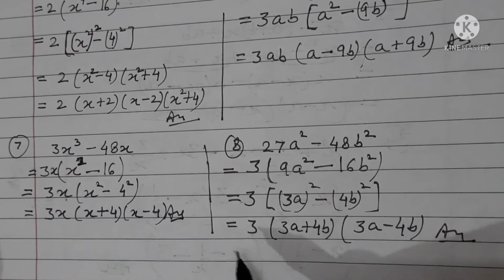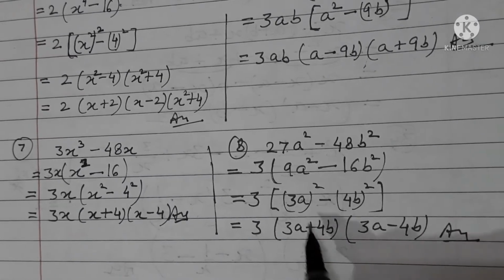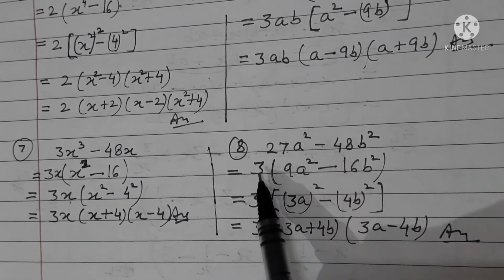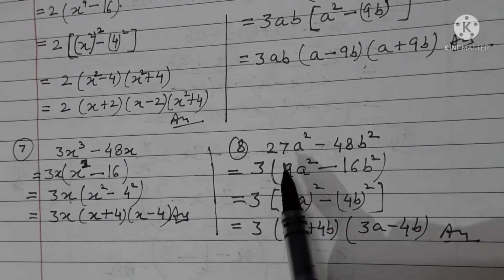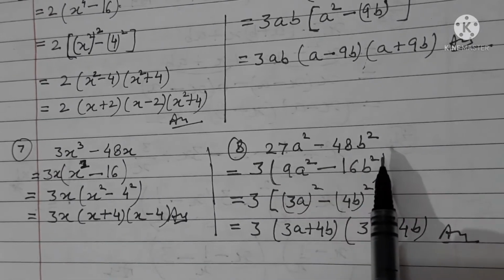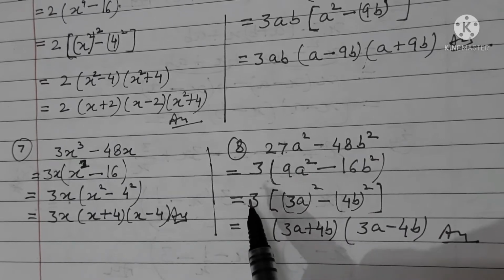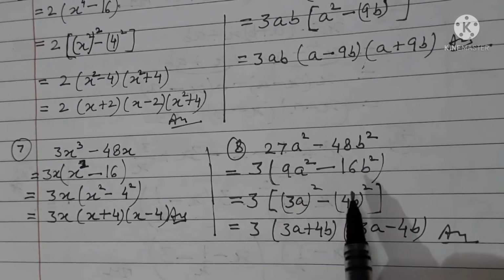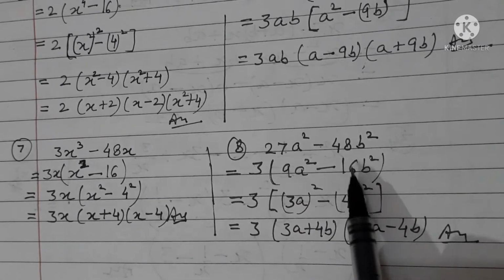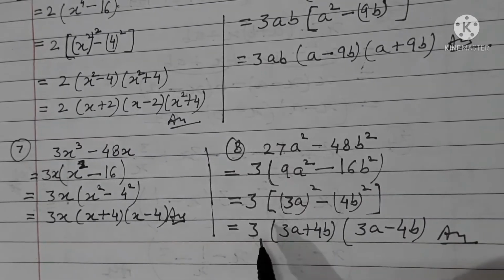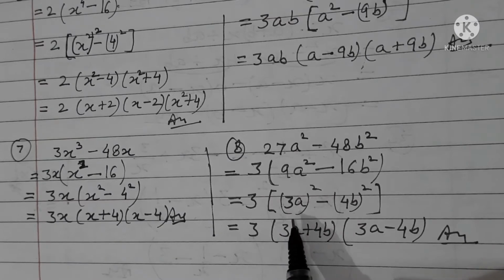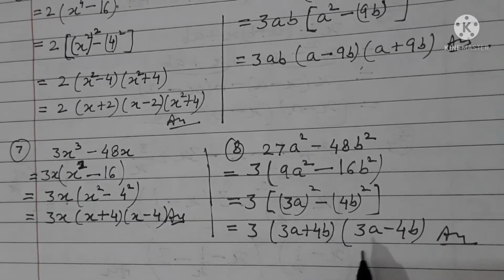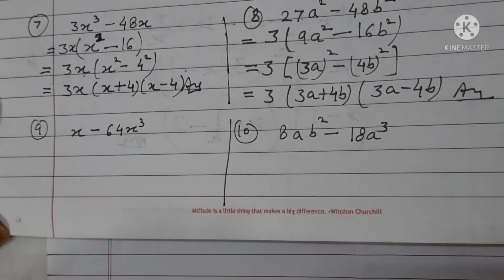Once again I am explaining because the camera has not caught it. Here 3 is the common factor, taking it common, and in the bracket 9a square minus 16b square. You can write 9a square as 3a whole square and 16b square as 4b whole square, and using the identity a square minus b square, (a plus b)(a minus b). This is the answer. Next question.